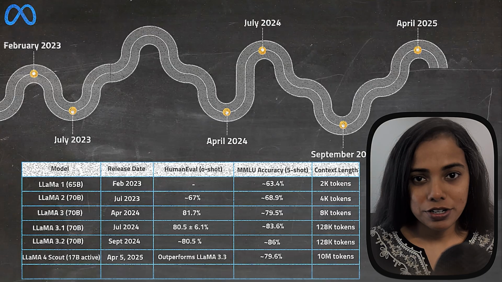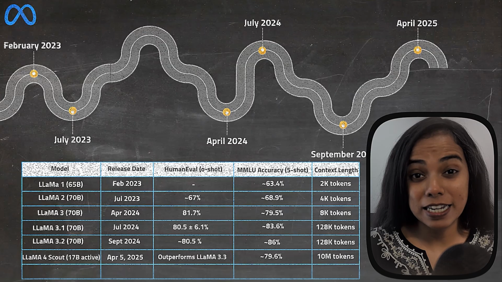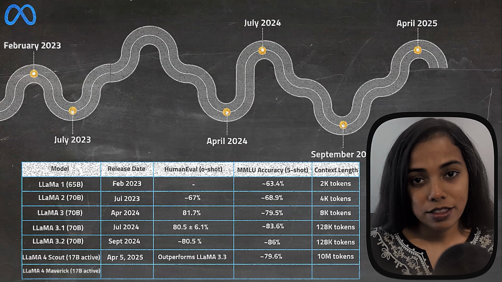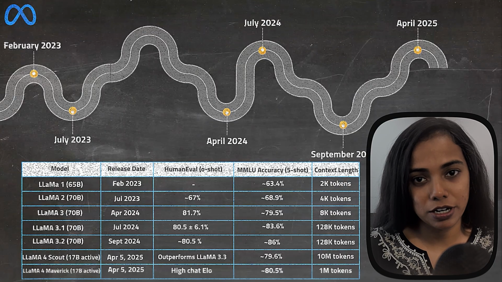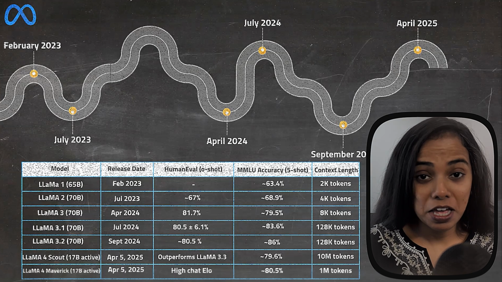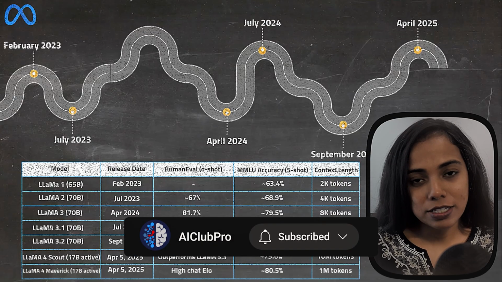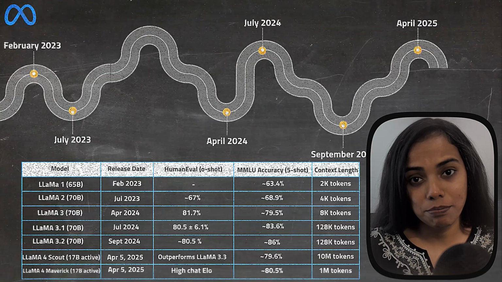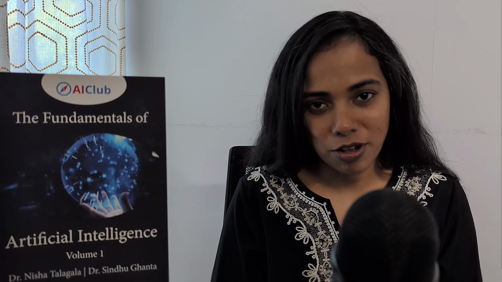Its Scout variant has 17 billion active parameters during inference and a 10 million context window size. The Maverick variant also has 17 billion active parameters with a 1 million context window. And there is an upcoming model called Behemoth, and this variant might have up to 2 trillion model parameters. LLaMA 4 emphasizes multimodal and multilingual enhancements. So that's a summary of the timeline and the performance of the LLaMA models.